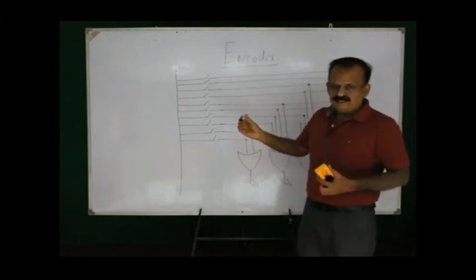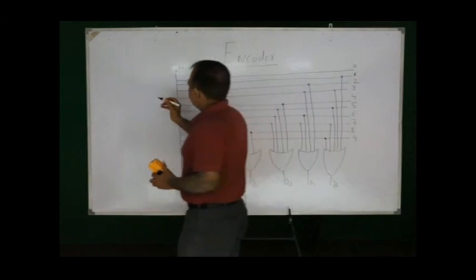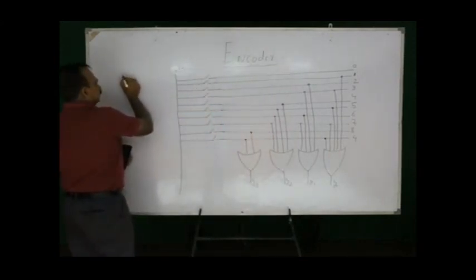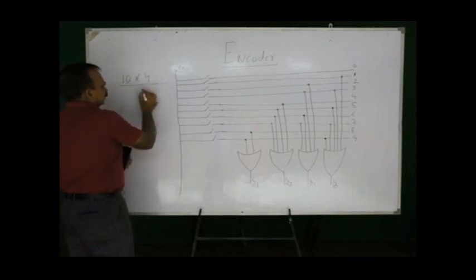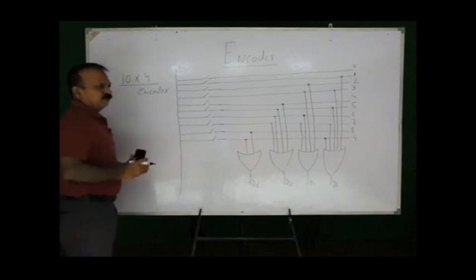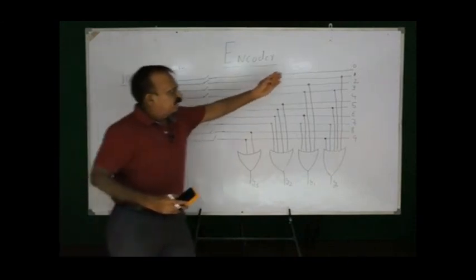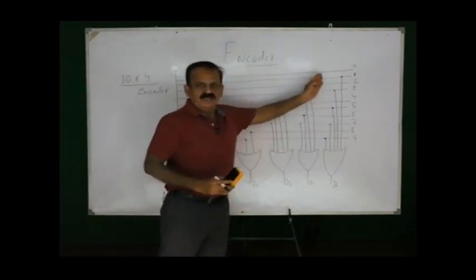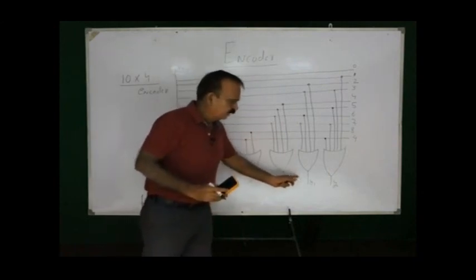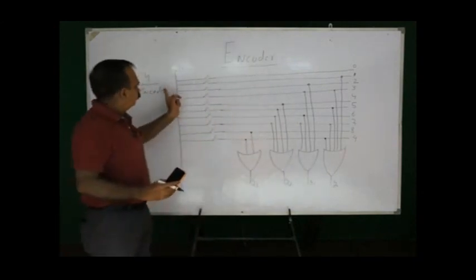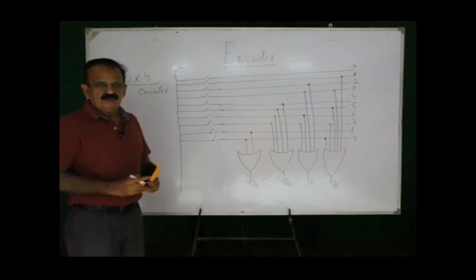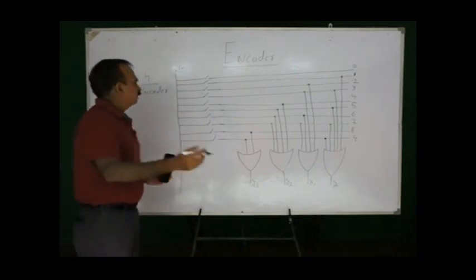Now as you see, this circuit has 10 inputs and the outputs are 4, and that is why this is also known as a 10 into 4 encoder. Clear? The inputs are 10 wires, 0 to 9, and the outputs are 4. That is why it is also known as a 10 by 4 encoder. I hope now you understand.